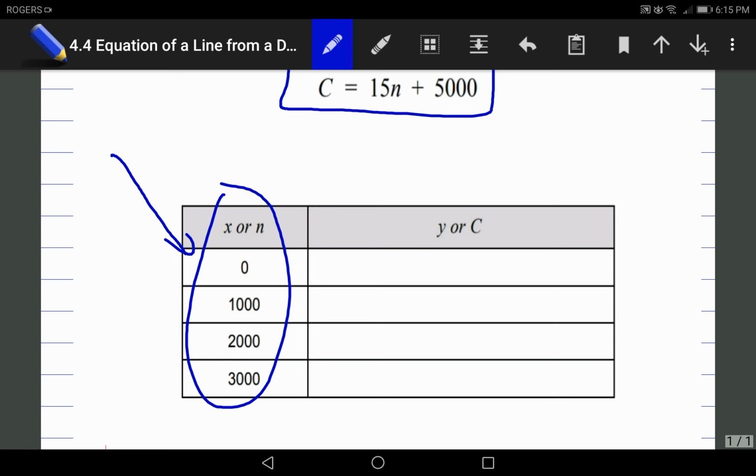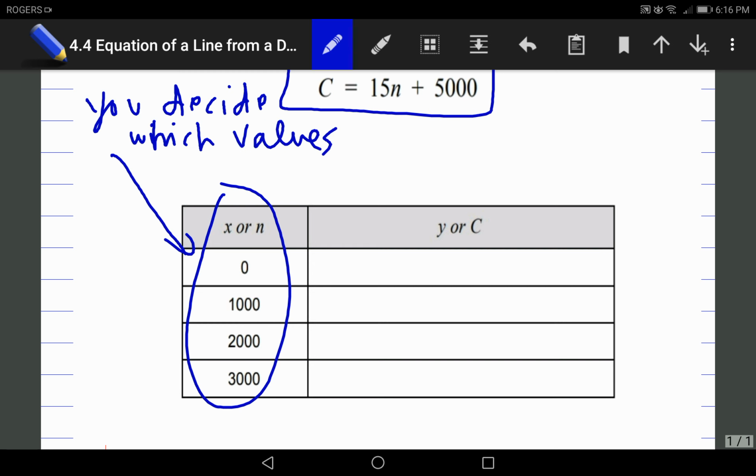So I chose 1,000, 2,000, 3,000, but you decide which values of x to use. Okay?